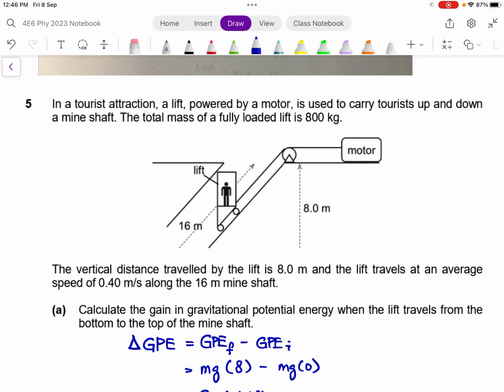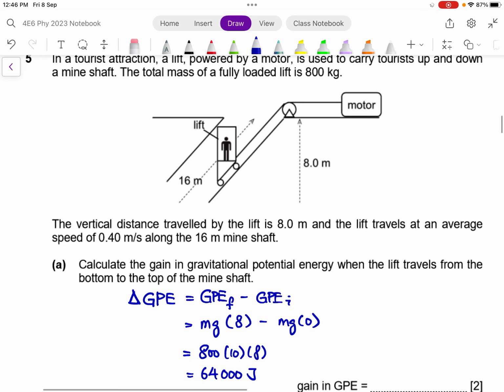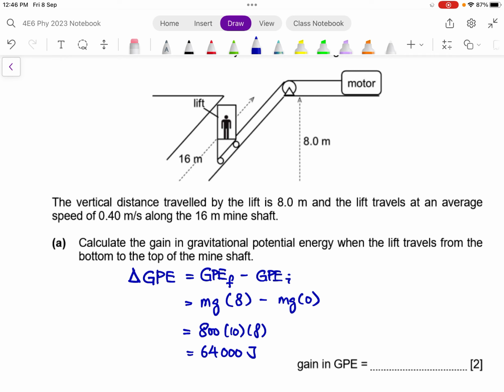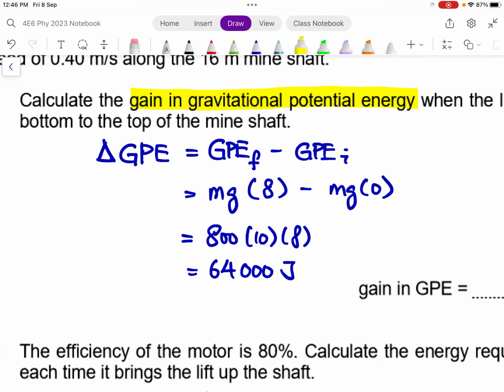So for question 5, it's about energy, power, and efficiency. For part A, it is quite straightforward. To find the gain in GPE, we just need to measure at the bottom of the lift shaft versus at the top of the lift shaft, what is the change in GPE. So gain in GPE basically means final GPE minus the initial.